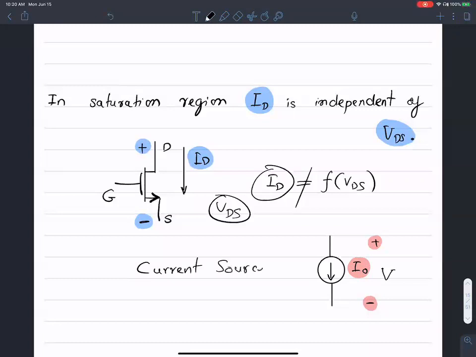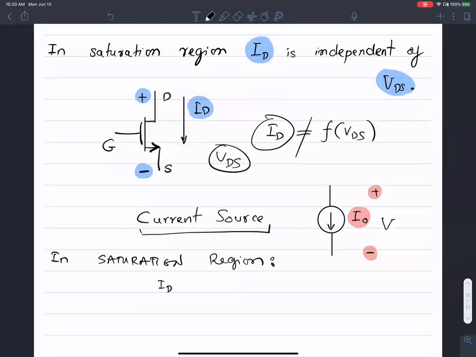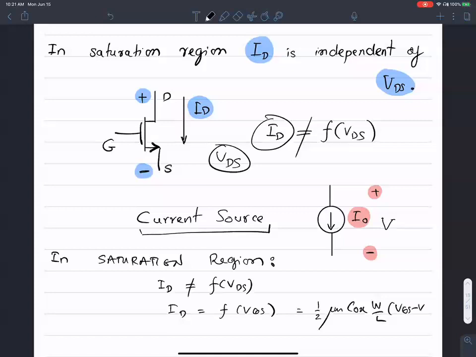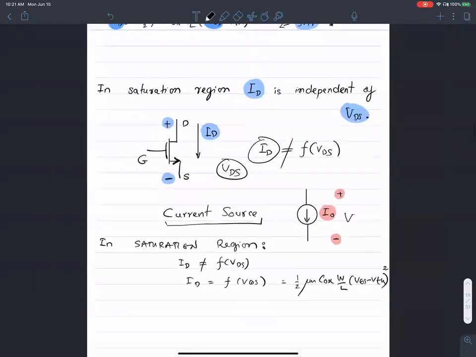BJT? Yes, we can talk about a BJT as a current controlled current device. Sure, but here the knob that we use to control the current is VGS. So in theory, in the saturation region, ID is not a function of VDS, rather it's simply a function of VGS only. Because you remember the equation: 1/2 mu n C oxide W over L (VGS minus VTH) the whole square. Of course, this is an ideal scenario. We are going to introduce another slight dependence on VDS.